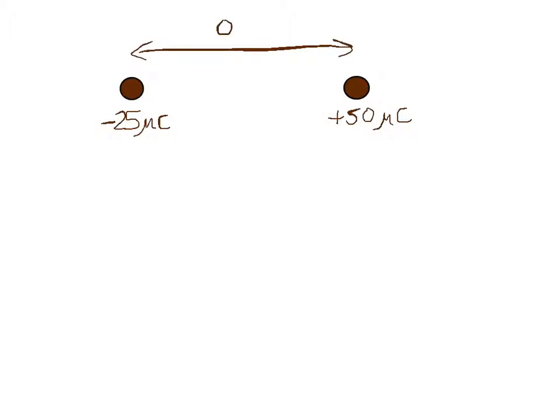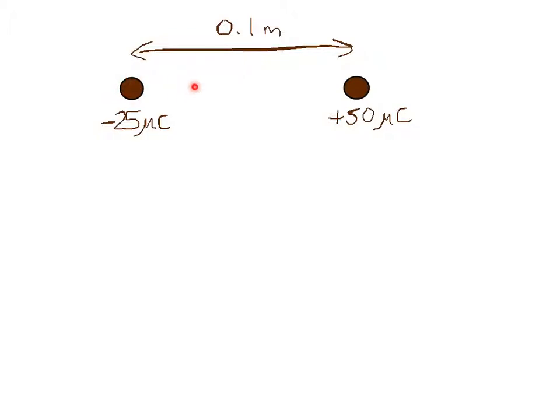So two point charges are separated by a distance of 10 centimeters. The one on the left has a charge of negative 25 microcoulombs, and the one on the right has a charge of positive 50 microcoulombs. And they're 10 centimeters apart, or 0.1 meters. And we want to find the electric field 2 centimeters to the right of the negative charge.